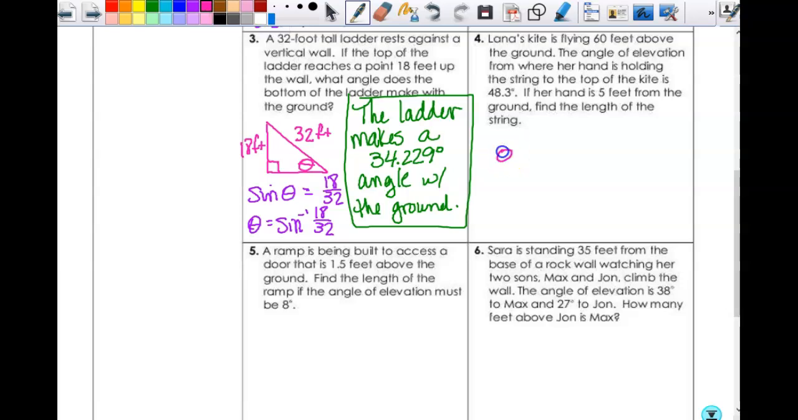All right, so here's me. And flying a kite. So here's my kite. And so it says flying a kite 60 feet above the ground. So here's the ground. This is 60 feet above the ground.